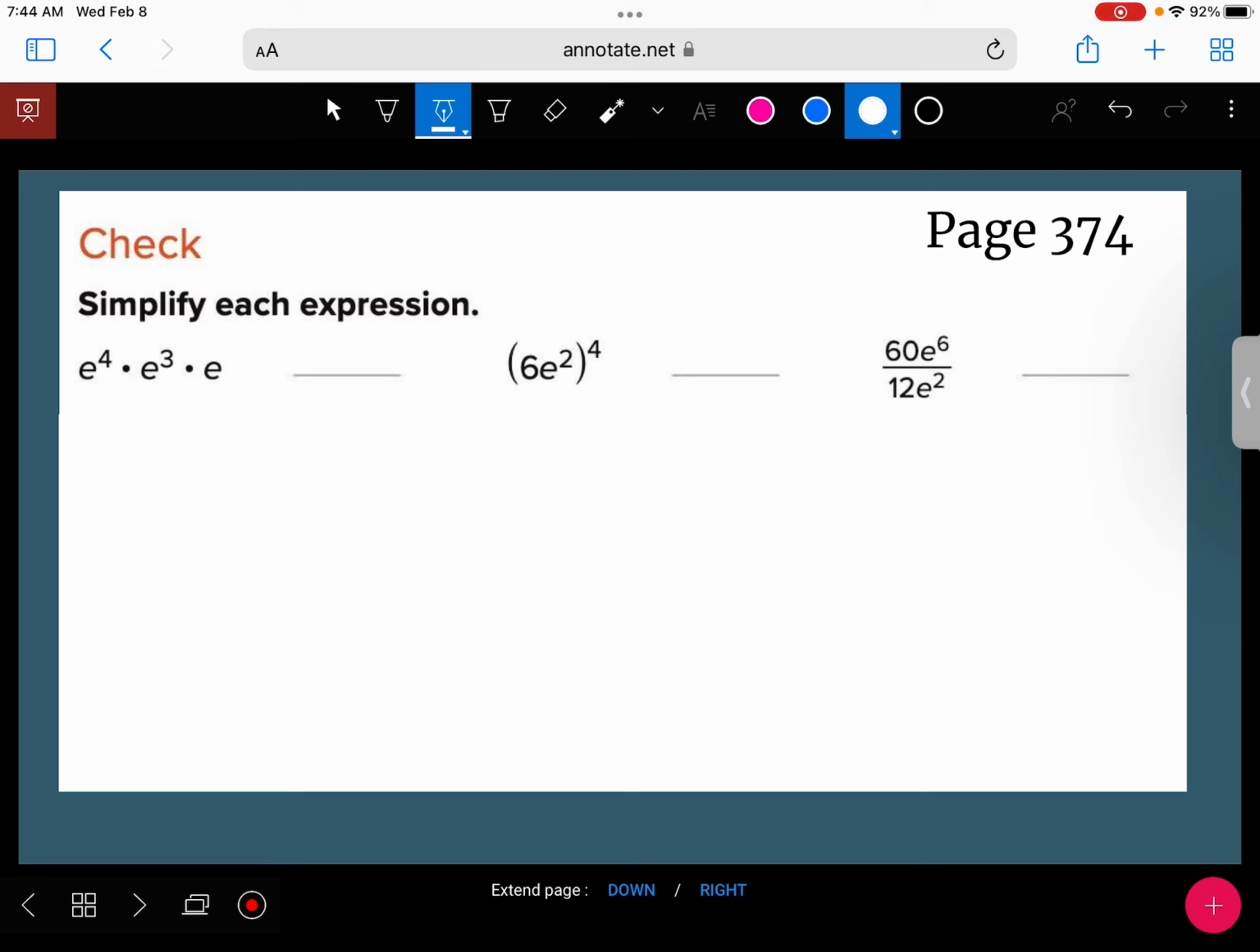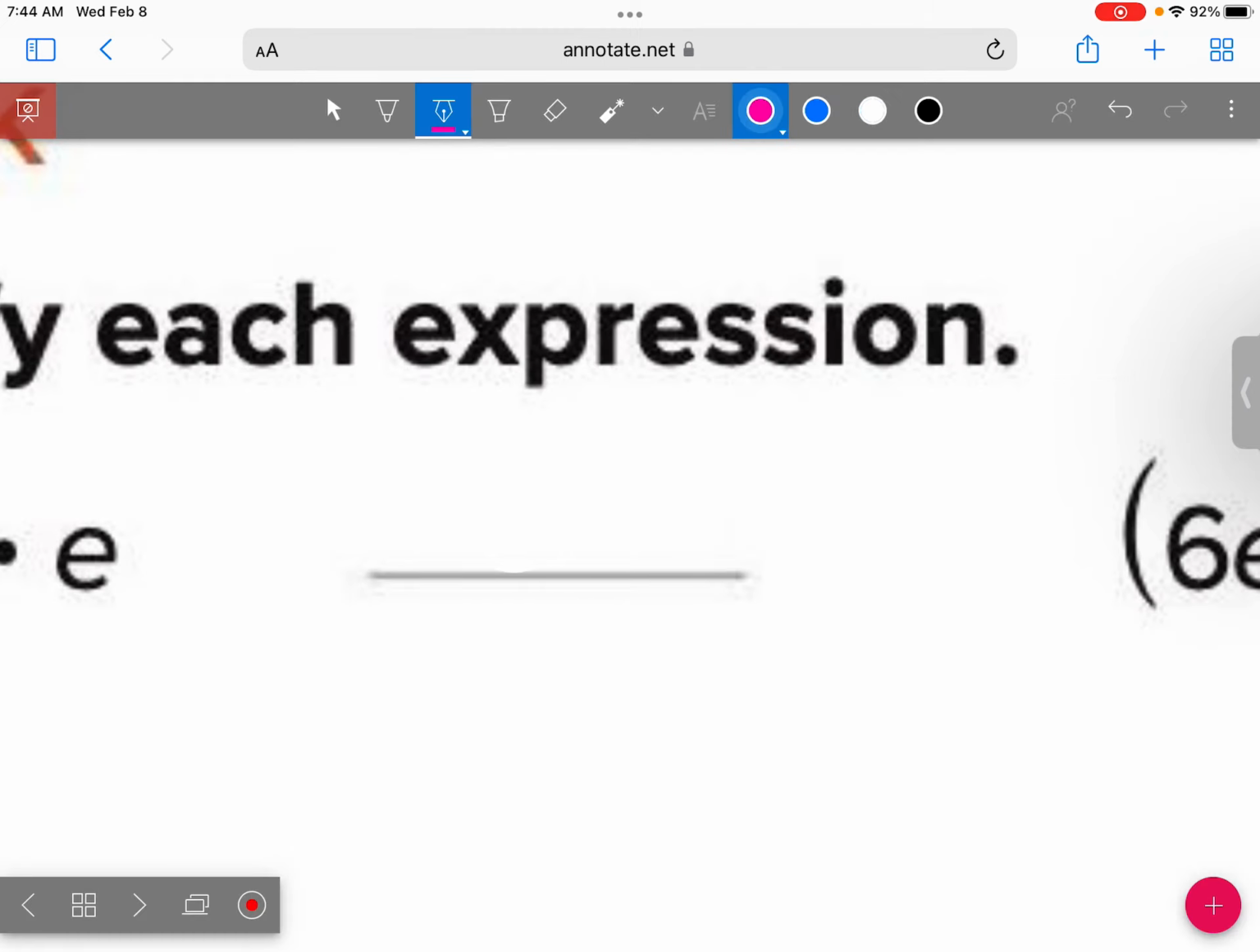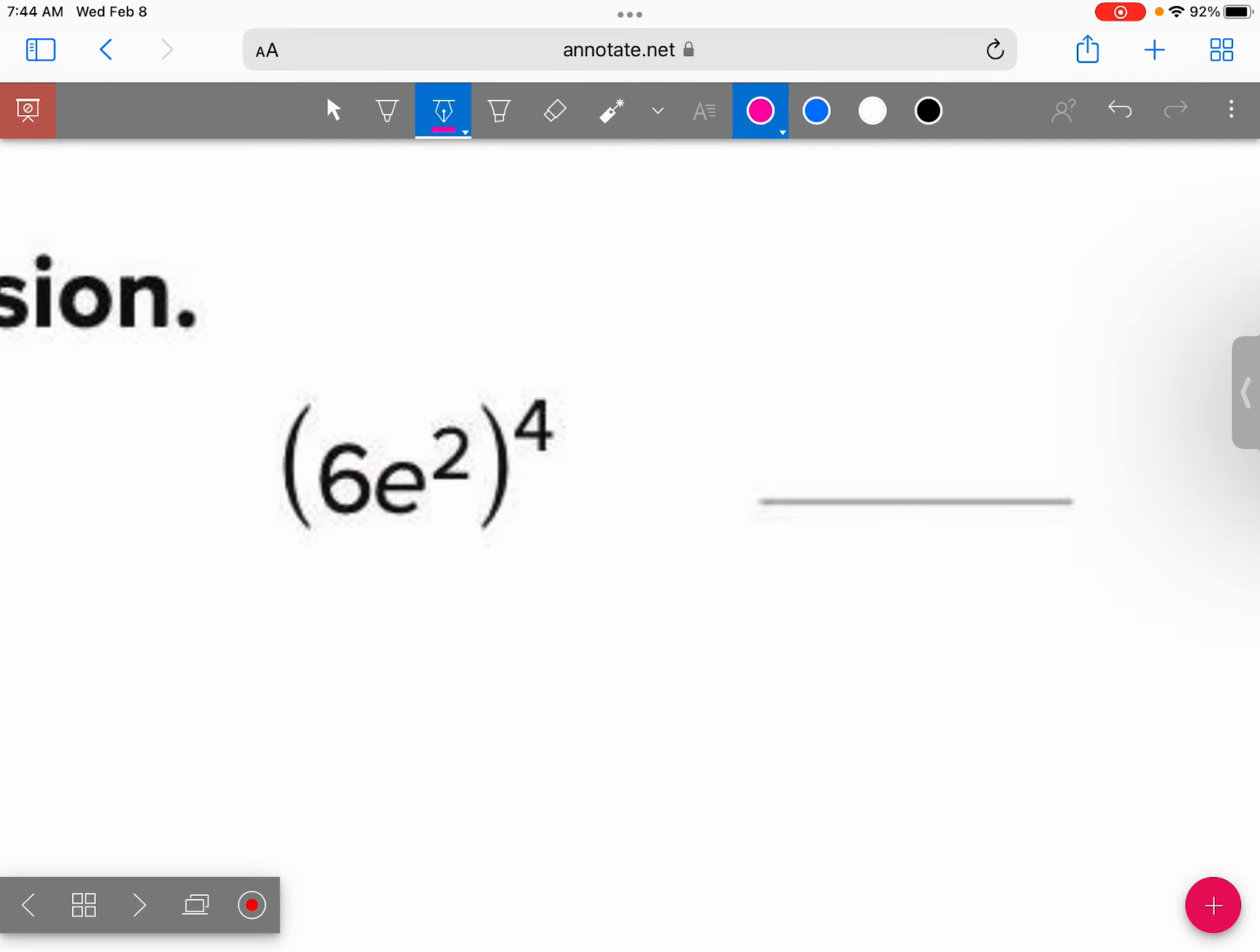Alrighty. Everyone good? Any more time? Okay. E to the 4th times e to the 3rd times e. What do you do to their exponents? Add them. So 4 plus 3 plus 1, 8. So you get e to the 8th. All right.